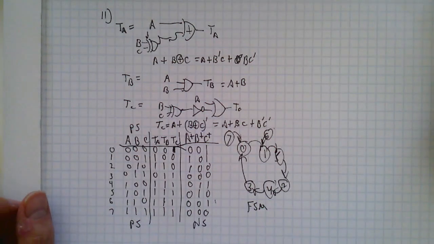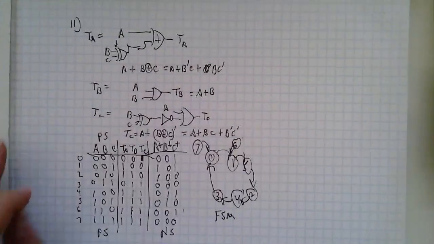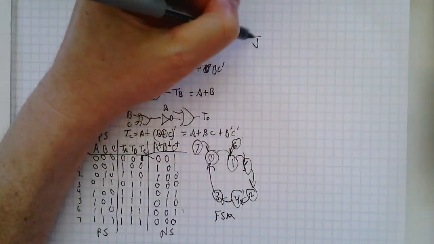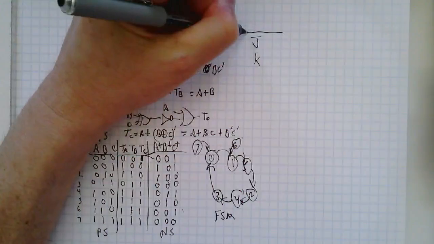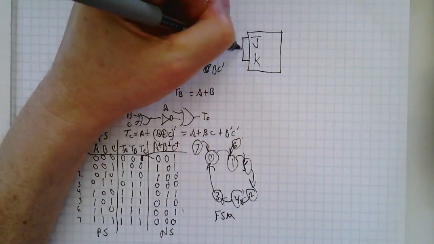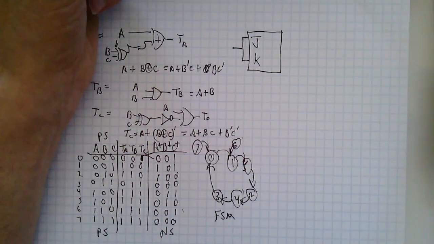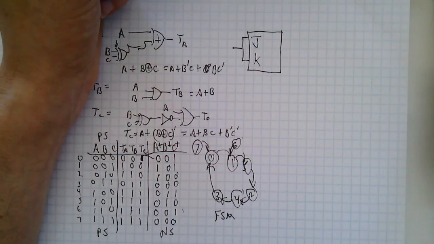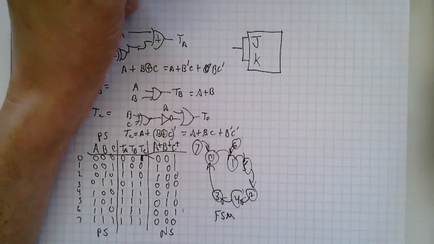Toggle flip-flop, also known as a buzzer. So, here's a JK flip-flop. I wire J and K together. What did I just make? This is like a Chapter 7 question. What kind of flip-flop is that?